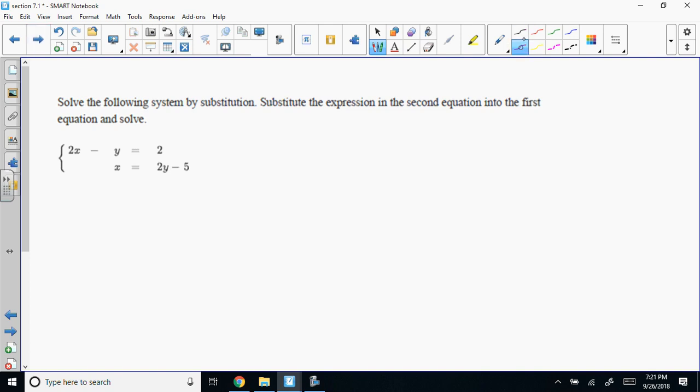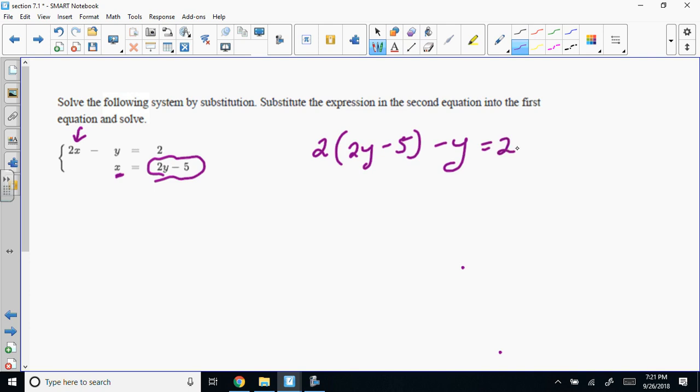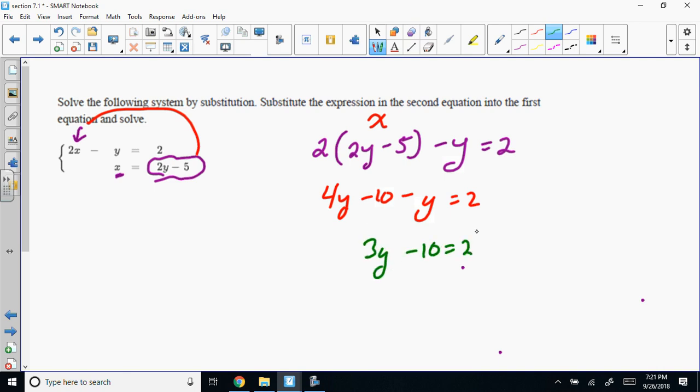So what I'm going to do is I'm going to take, see this says x, and this right here is all x, right? I'm going to put it in right there. So I'm going to say 2 times 2y minus 5 minus y equals, guess what? 2. And this right here happens to be x, does it not? Okay, so I had this, and I just kind of went up there and put it right there. So I'm going to distribute. That's 4y minus 10 minus y equals 2. 3y minus 10 equals 2.